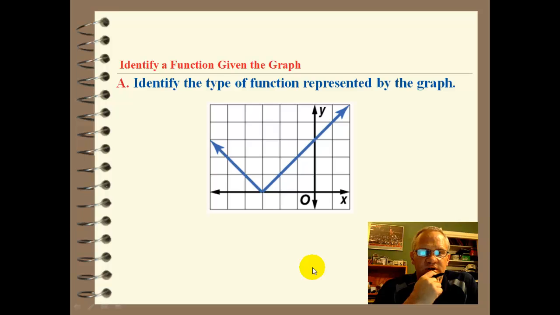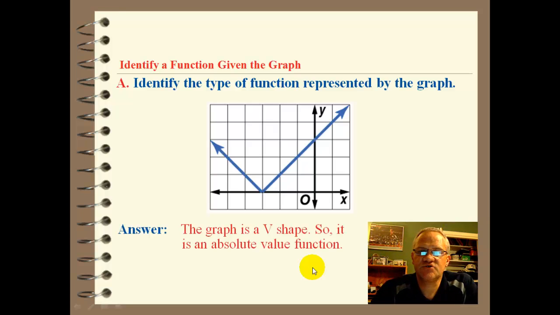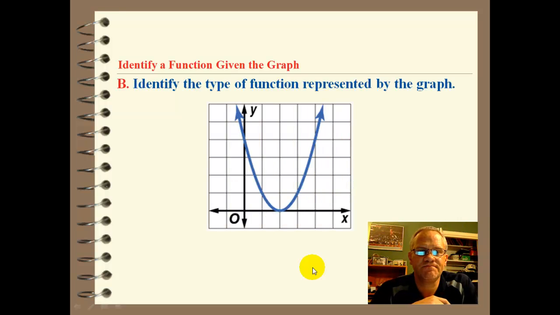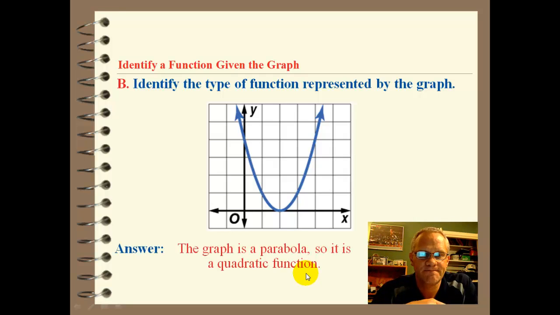All right, so let's look at this graph here. What kind of graph is that? Well, if you notice, it makes a V shape. So this is absolute value. Okay, that's all we're looking for there. How about this one? That graph makes a U shape. So can you remember what that kind is? That's a quadratic. Okay, good. So that's a quadratic function.